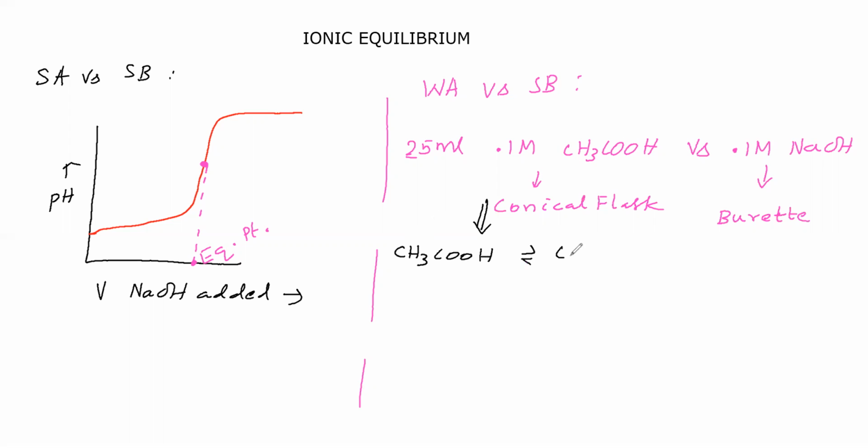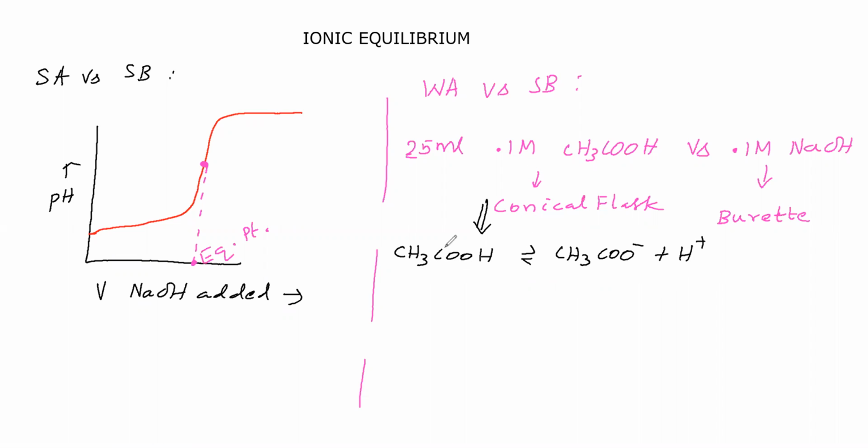Acetic acid dissociates to give acetate ion and H plus ion. In all carboxylic acids, the carboxylic group will donate H plus. Okay. So in this carboxylic acid, the carboxylic group is donating H plus. So we got an anion and a cation. Now we have to find the concentration of H plus. From the concentration of H plus, we can find the pH of the solution in the conical flask initially.